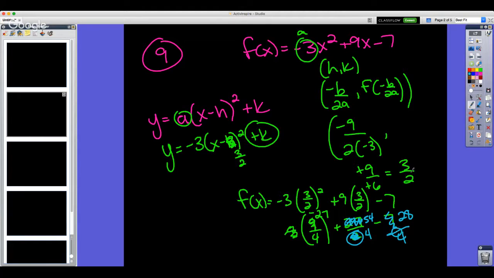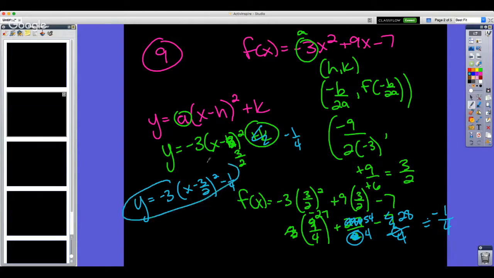It's kind of a lot of mess, but we ended up just doing the top because we know the 4 is going to stay consistent on the bottom. We have 28 and 27 make 55. So negative 55 plus 54 is negative 1 over 4. So this is negative 1/4. If I were to rewrite this, I'd have y equals negative 3 times x minus 3/2 squared minus 1/4.